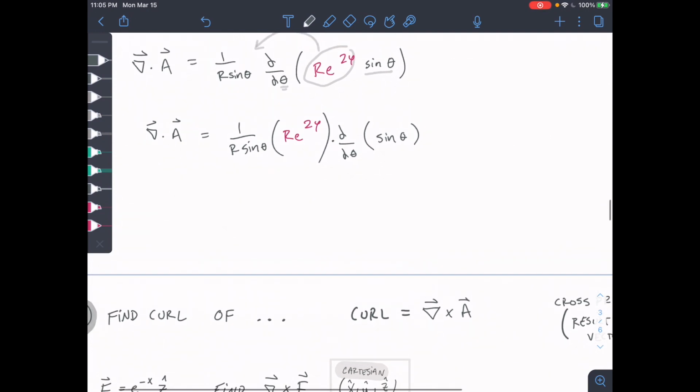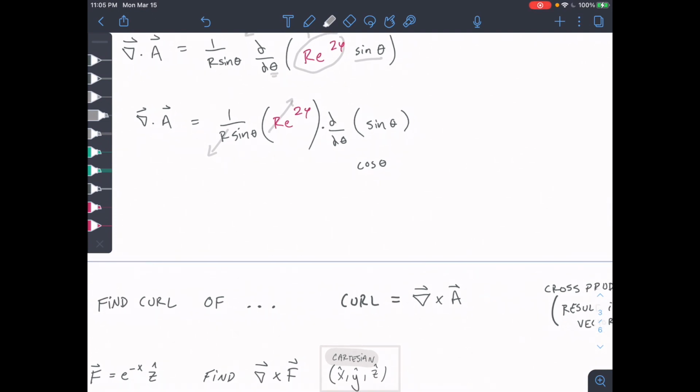Okay, the derivative with respect to theta of sine of theta is going to be cosine of theta. Okay, and note we do have an r here in the denominator, so we can cancel these guys out. So we can cancel out an r here, and we can cancel out an r here, because it's going to be r multiplied by 1 over r sine theta. Okay, so then we're going to move those pieces to the next step. We're going to end up with e to the 2 phi multiplied by cosine of theta multiplied by 1 over sine of theta.